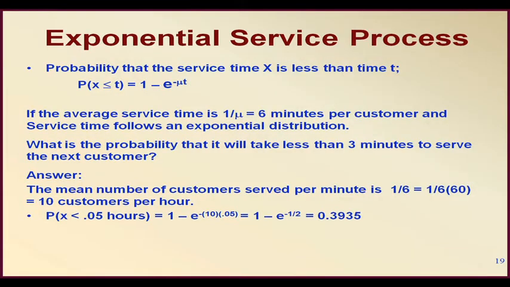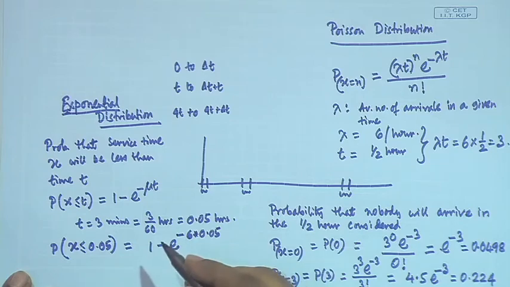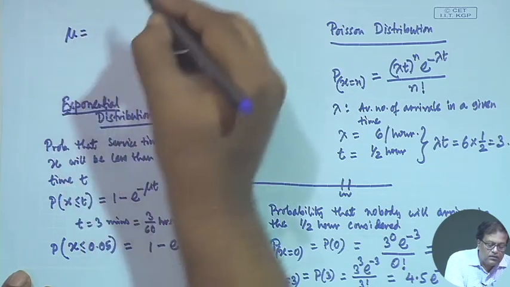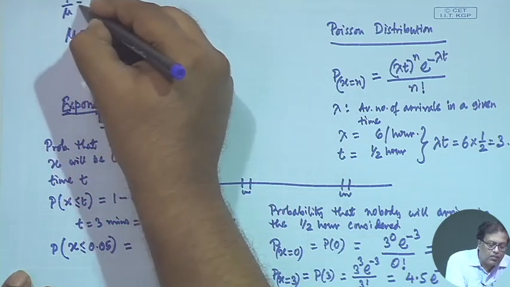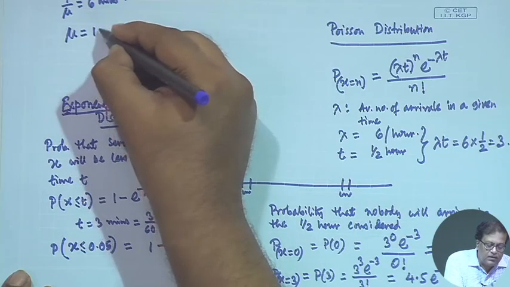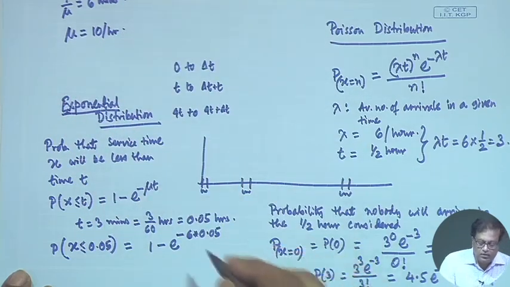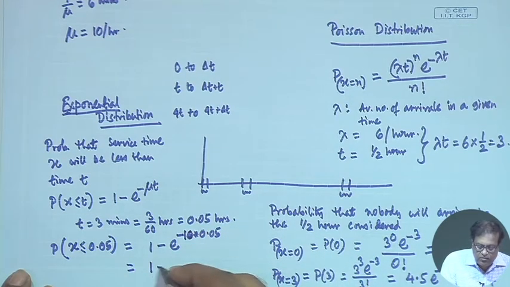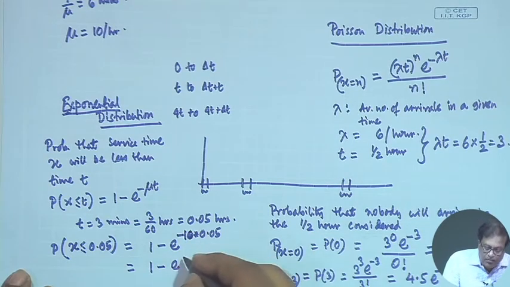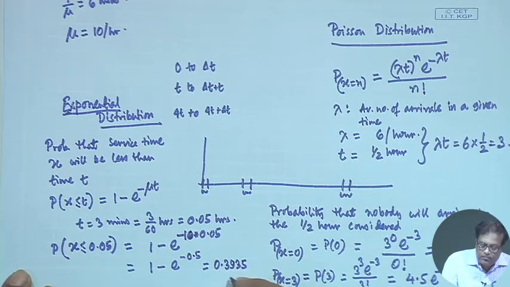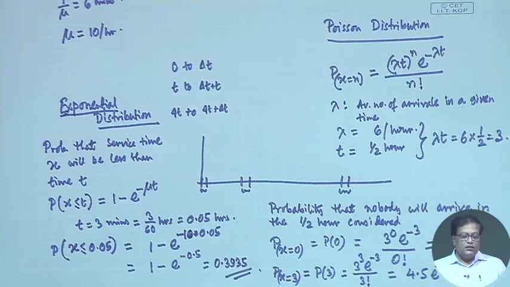So, how much is that? In this case, 6 was the service time. So, basically 1 by mu is 6 minutes. So, mu equal to 10 per hour, right. So, in this case not 6, it will be 10. So, this is equal to 1 minus e to the power minus 0.5, and this value comes out to be 0.3935, right. So, basically this is how the calculation goes.